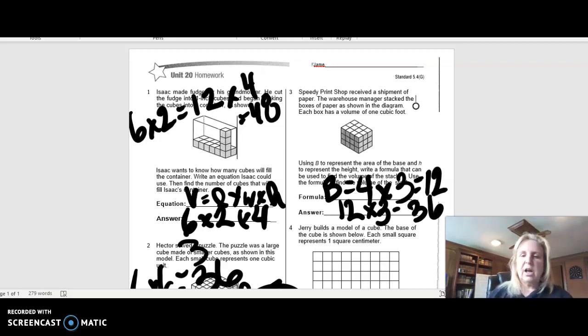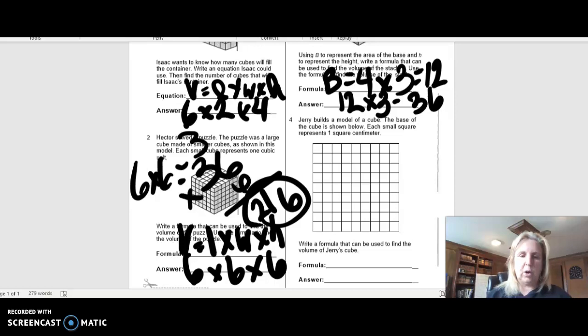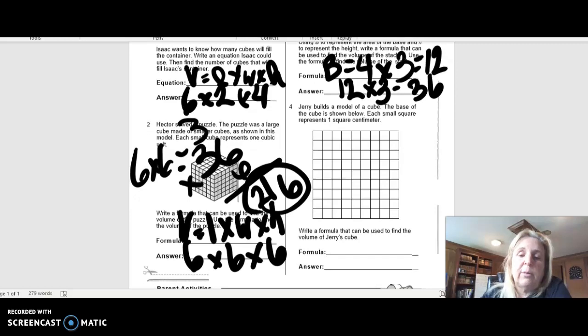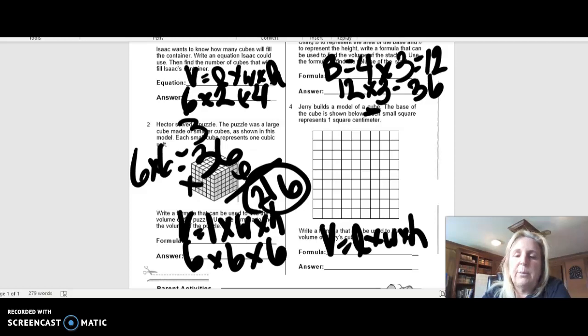Okay? All right, and finally, number 4. Jerry builds a model of a cube. The base of the cube is shown below. Each small cube represents 1 square centimeter. Write a formula that can be used to find the volume of Jerry's cube. So remember, one more time, volume is equal to length times width times height. So they already told you this is a cube, right? And because it's a cube, that means the length, width, and height are all going to be the same, right?